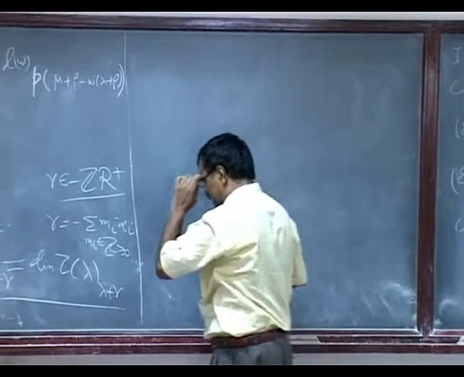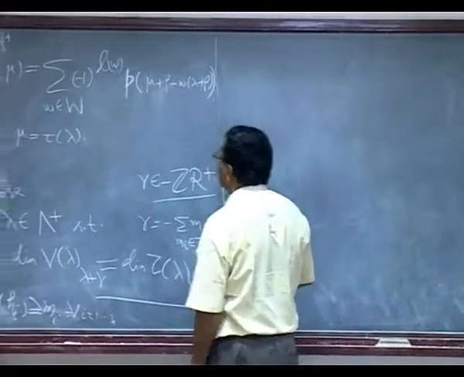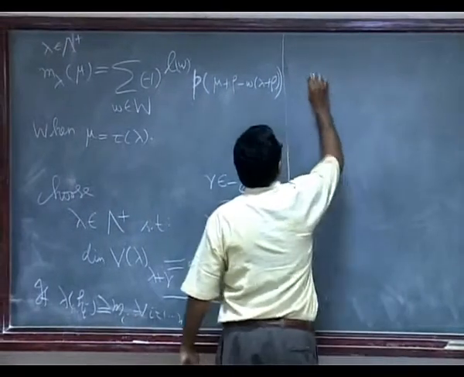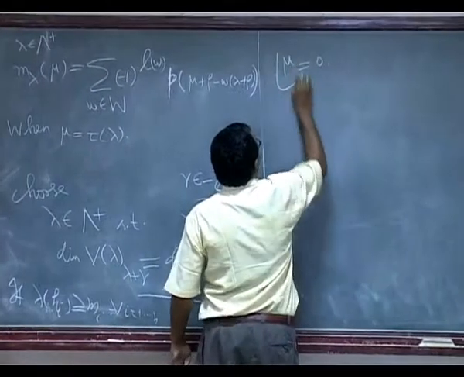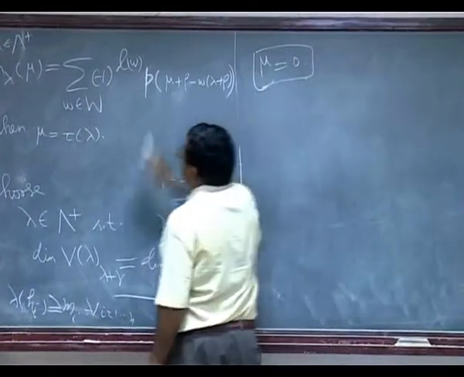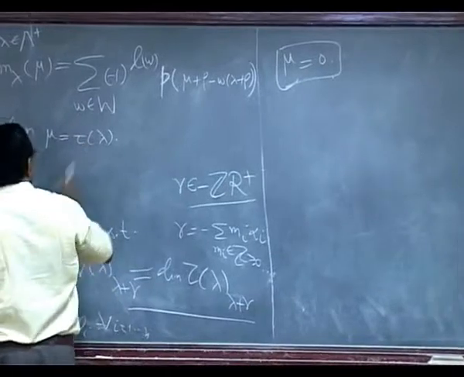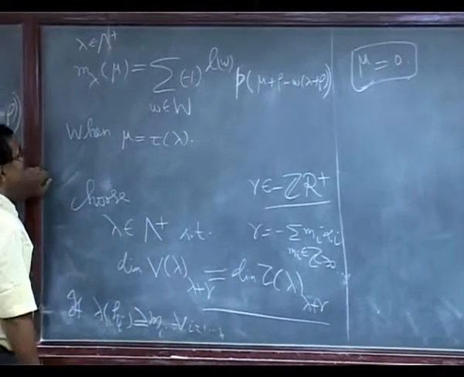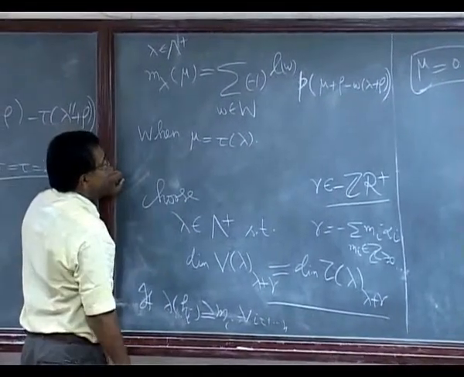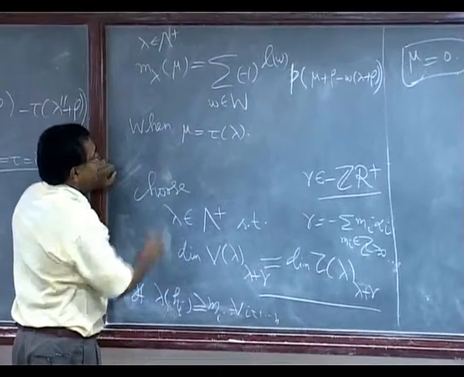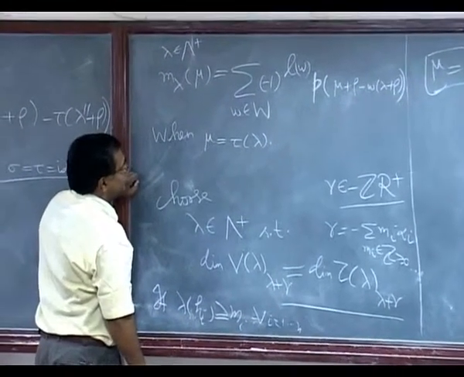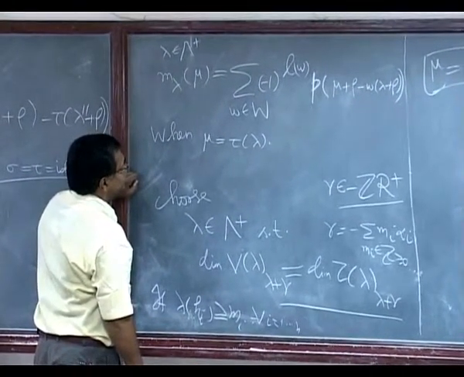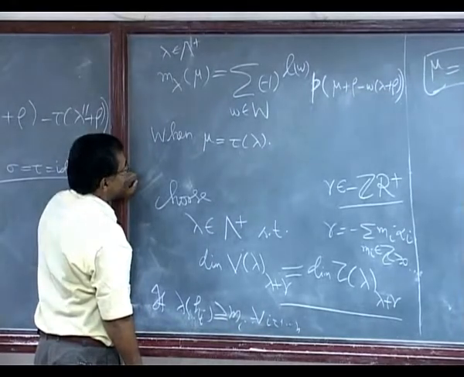Another thing is that I am interested in mu equal to 0. So this is precisely the T invariance. Mu equal to 0 is precisely the T invariance. Even here, even a special case would be really, it is not easy to check.